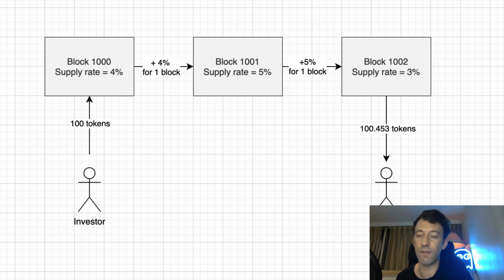So let's say now it's 5%. So for the next block, you will get 5%. But once again, 5% is an annual rate, so what you get is much smaller. And if at the next block you decide to exit, then you'll get your 100 tokens plus your interest.